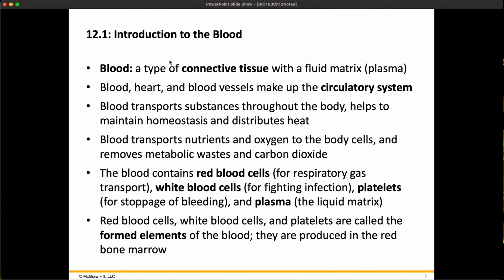So just to get started, blood is a type of connective tissue. If you remember, it's the fluid connective tissue. That matrix that everything exists in is your plasma, and then the formed elements we're going to see are things like your red blood cells and white blood cells. So the cardiovascular system is comprised of blood, heart, and blood vessels, making your circulatory system.